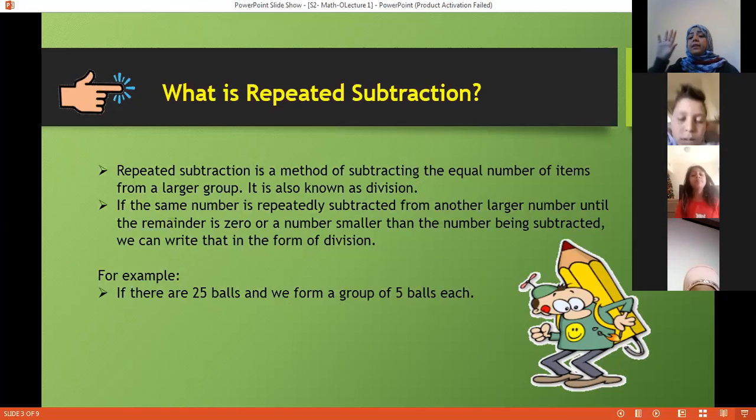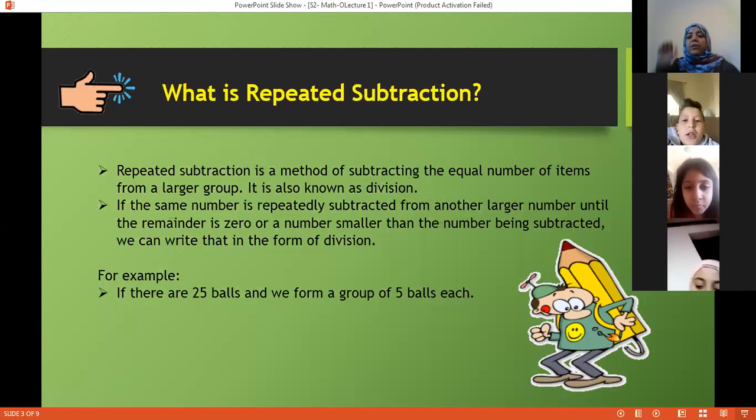Instead of repeating this subtraction several times, I'm just going to divide until I get a remainder, which is 0. Very good. Until I reach a remainder which is 0. So in this way, I can write it as division.